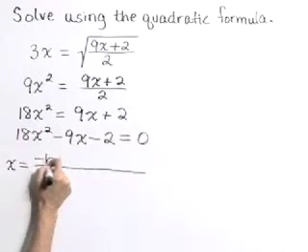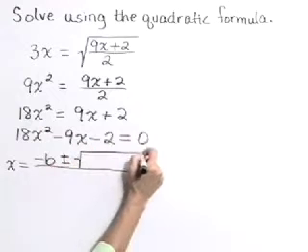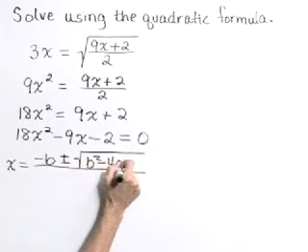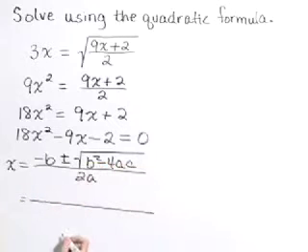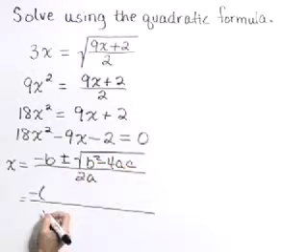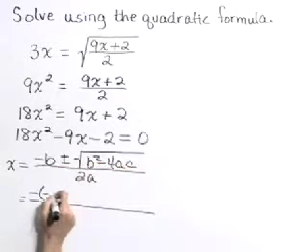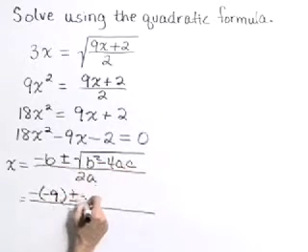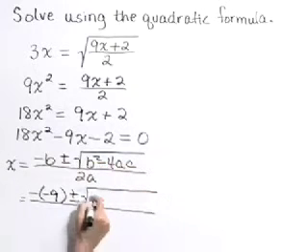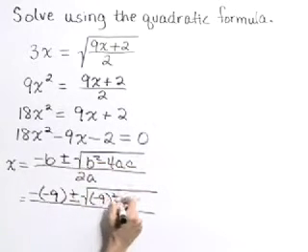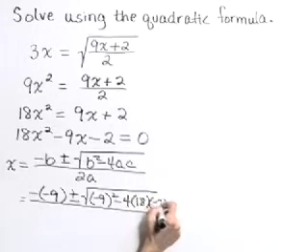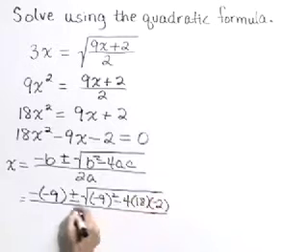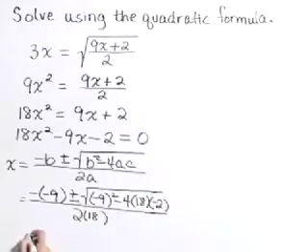Now let's use our quadratic formula as indicated. x equals negative b plus or minus the square root of b squared minus 4ac, all over 2a. Let's substitute values now. We want the opposite of b, and b is negative 9, so the opposite of negative 9, plus or minus the square root of negative 9 squared minus 4 times a, which is 18, times c, which is negative 2. That's all over 2a, or 2 times 18.